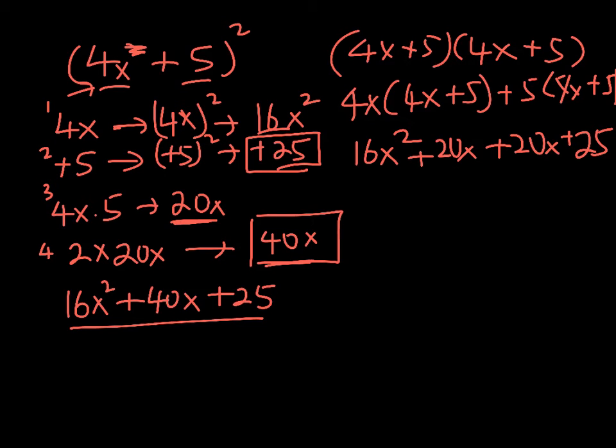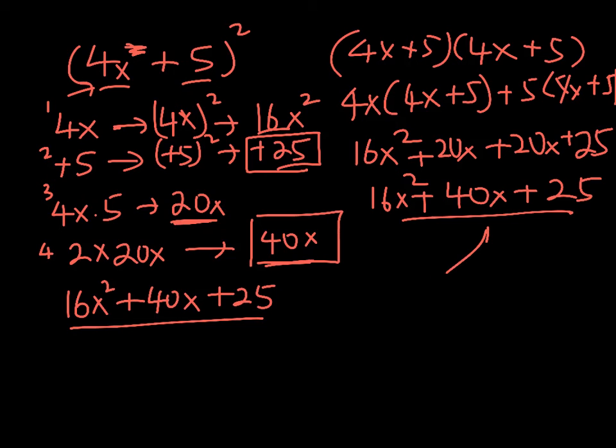So now we sum it up together. That is 16x squared plus 40x plus 25. So we see that the value here is the same as the value there. This is the long method of expanding it, and this is the short method of expanding it. Let's try the negative version of that. Let's say this is 5 minus 2x, squared. We're going to use the two methods.